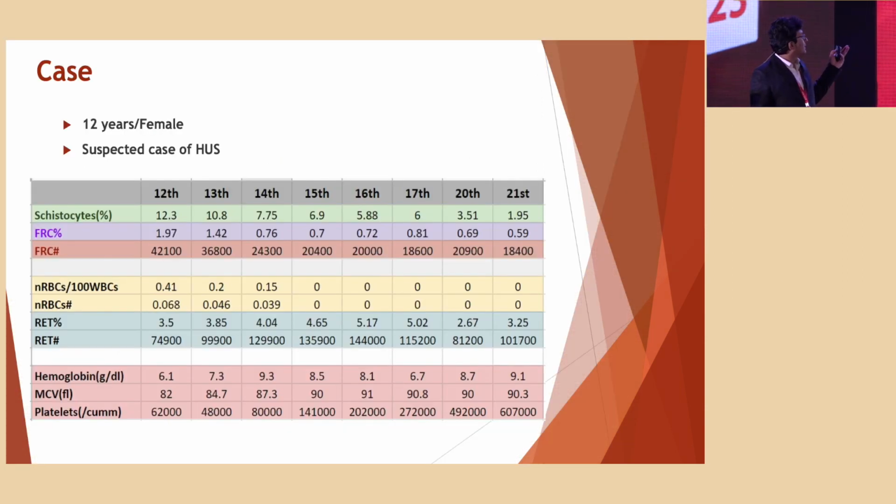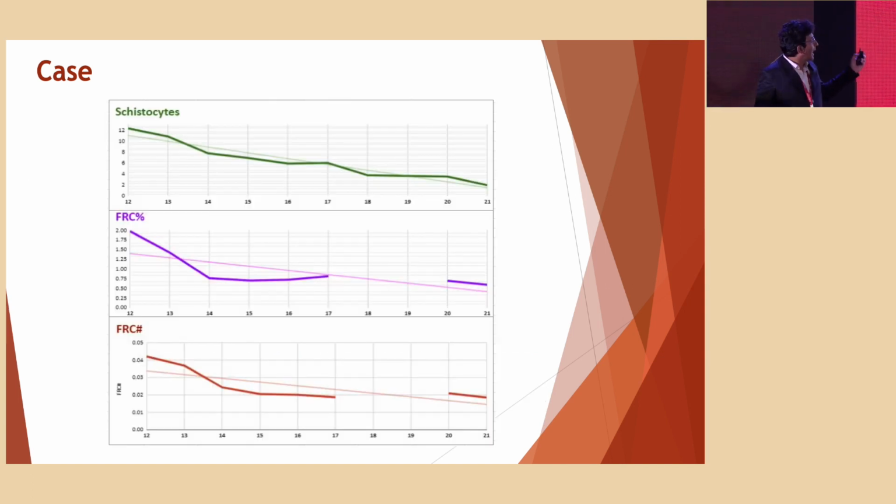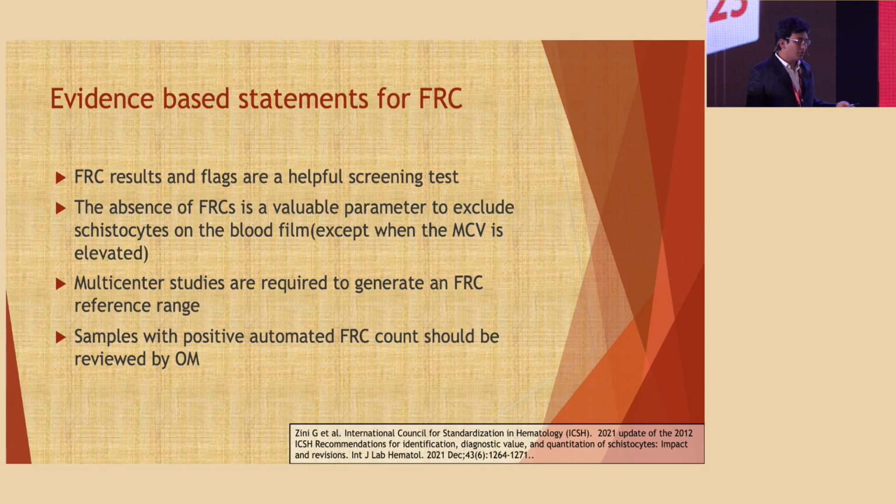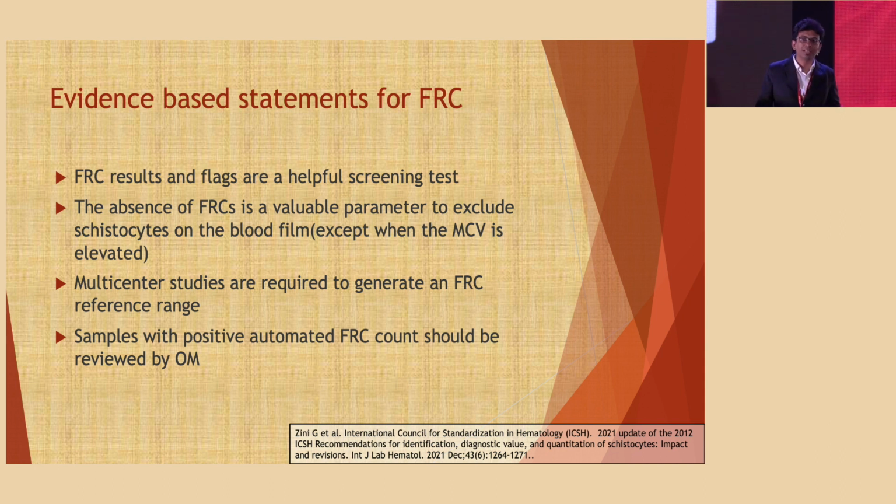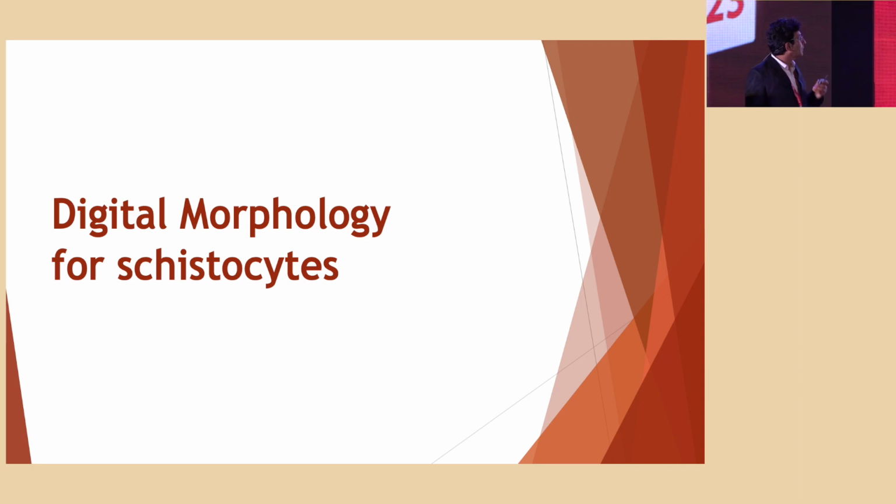This was one of our cases. It was a suspected case of HUS, and with treatment the schistocyte percentage decreased and correlated quite well with FRC and FRC absolute. Evidence-based statements put forward that FRC results and flags are a helpful screening test. The absence of FRC is a valuable parameter to exclude schistocytes on blood film. Many studies are still required to draw a reference range, and samples with positive FRC should be checked by optical microscopy. So once we get a positive FRC, we need to check by optical microscopy.